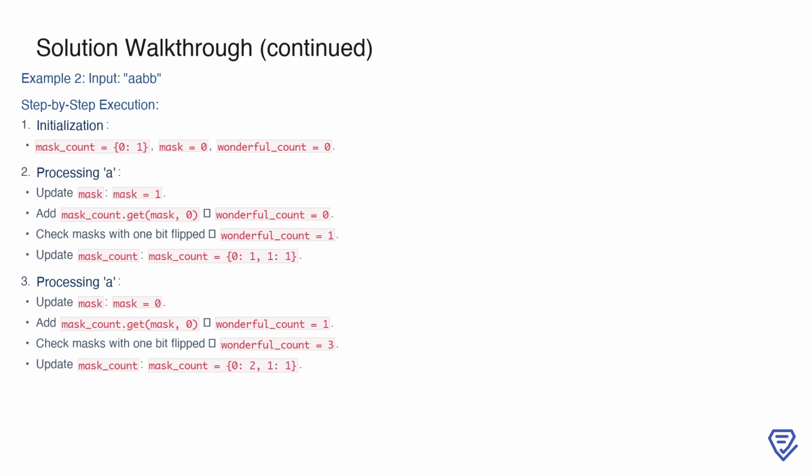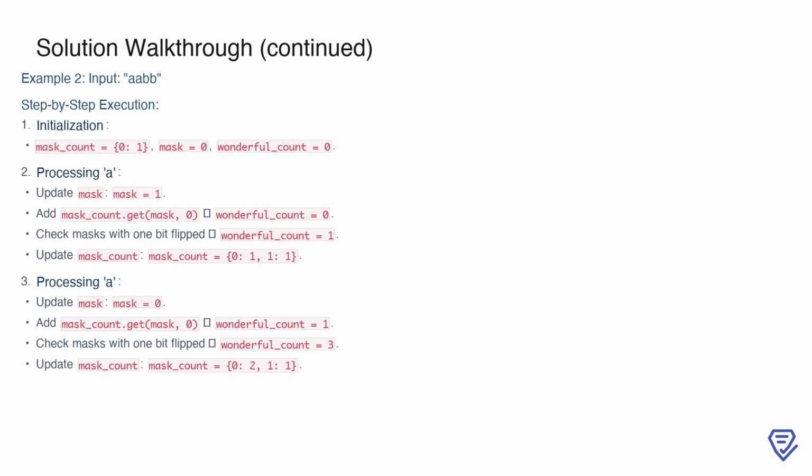We then check for masks with one flipped bit. Flipping the bit 4 back to 0 gives a mask of 0, which has already been seen once in mask_count. This contributes 1 to wonderful_count, making it 1. We then update mask_count to include the new mask of 1, which has now been seen once. The updated mask_count is 0: 1, 1: 1.